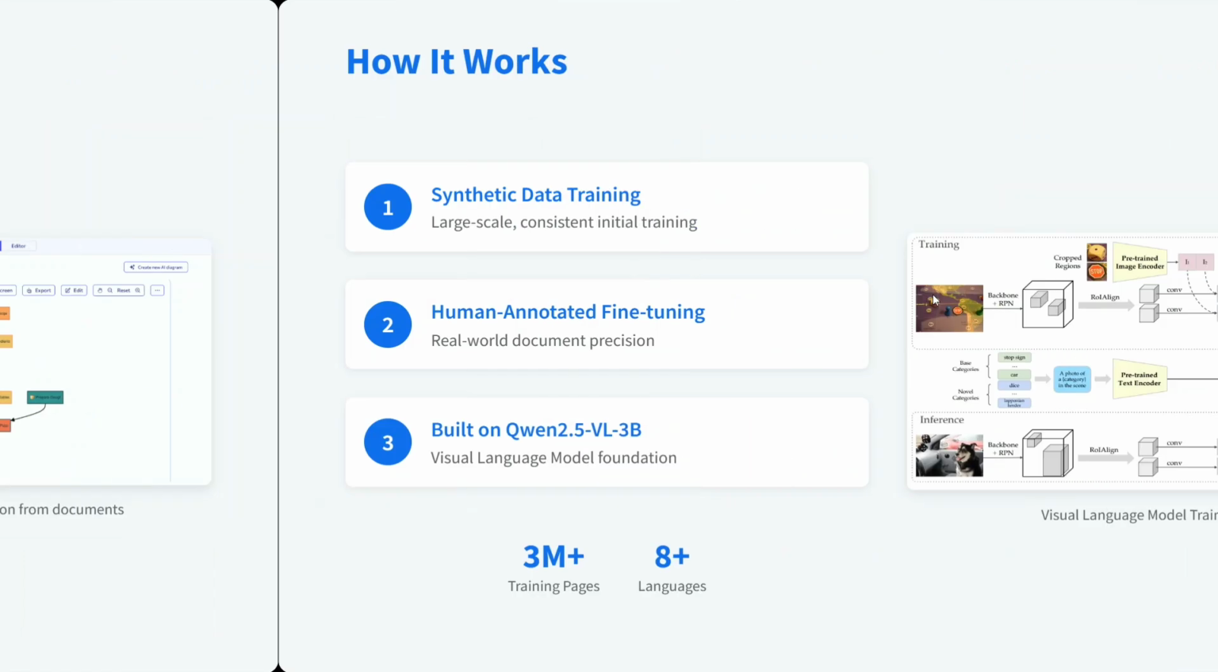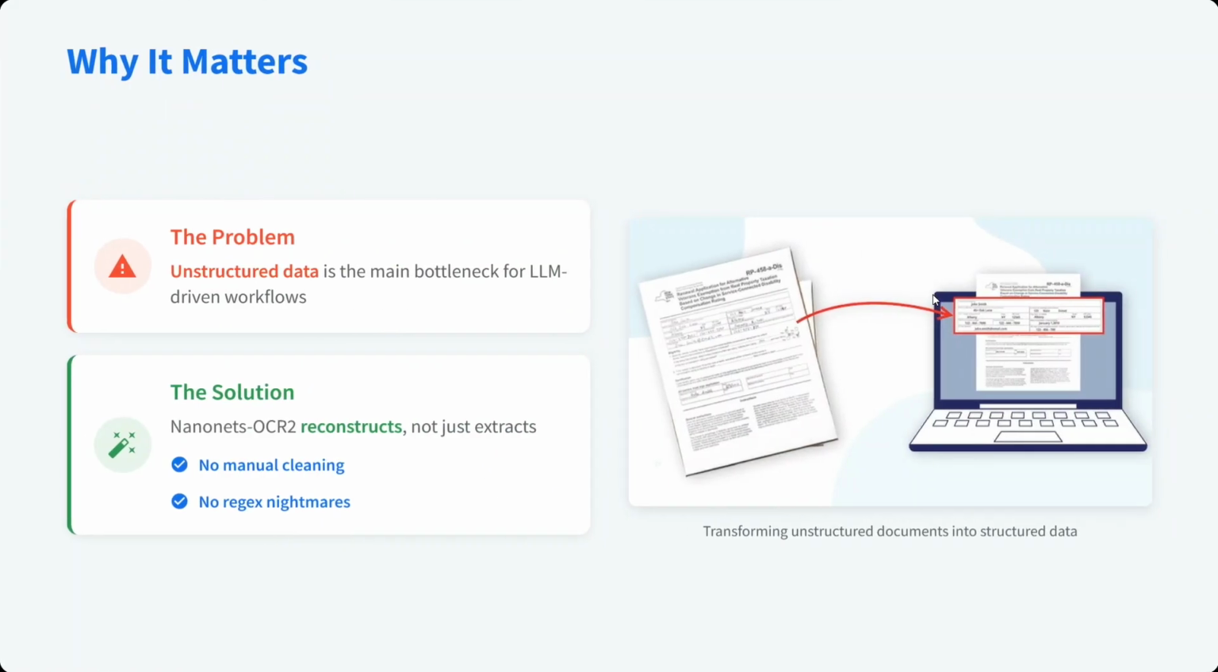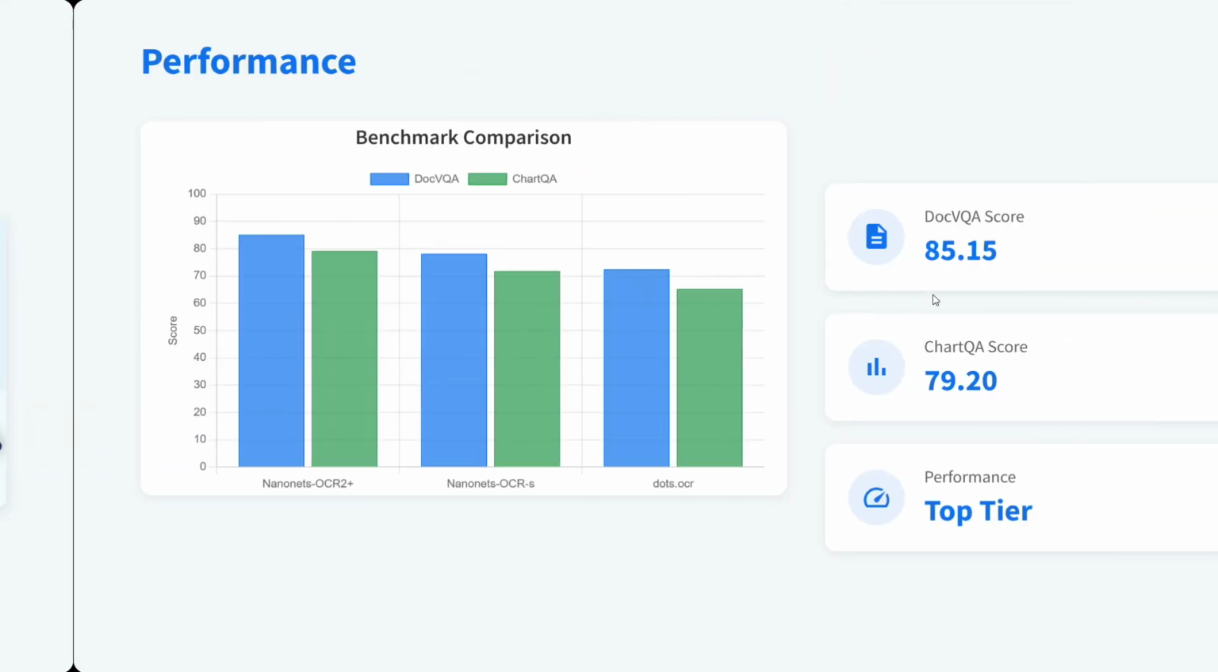This is very interesting. How it works: it is trained on synthetic data training, human annotated fine tuning, and built on the Qwen 2.5 VL 3B model as base. Training pages 3 million plus, and it can support 8 plus languages. Why does it matter? I think unstructured data is a major bottleneck for LLM driven workflows. OCR2 reconstructs this for us.